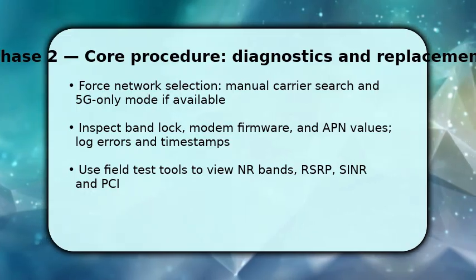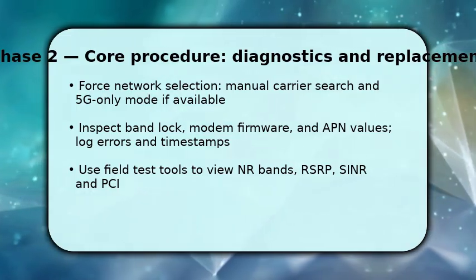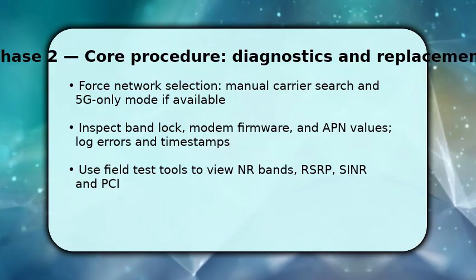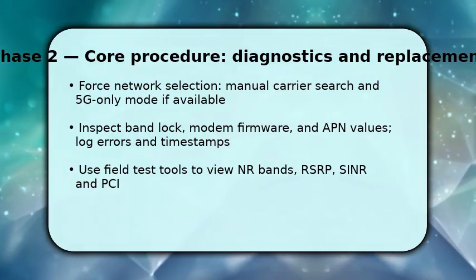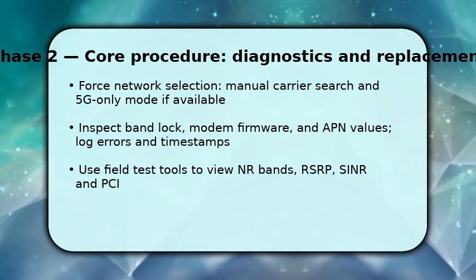Use the phone's field test or a network app to read NR bands, RSRP, and SINR. These numbers tell you whether 5G cells are visible but weak. If the phone shows bands but won't attach, log errors with time.